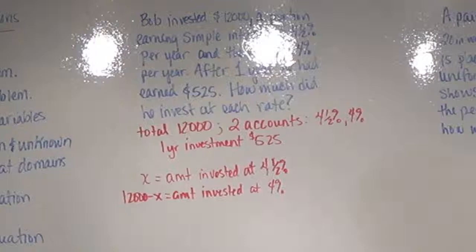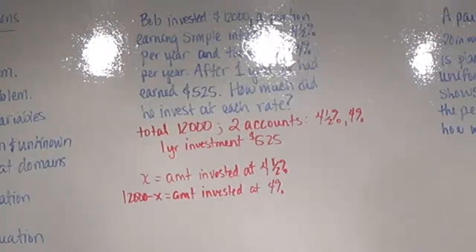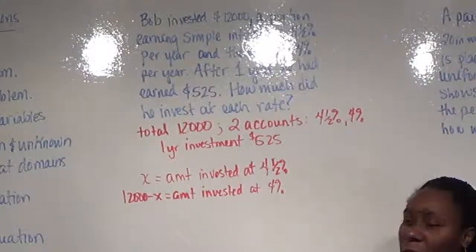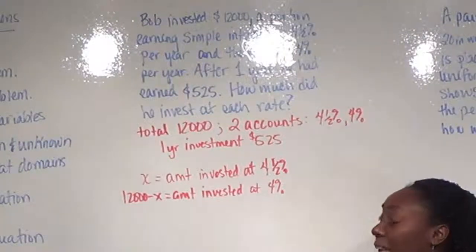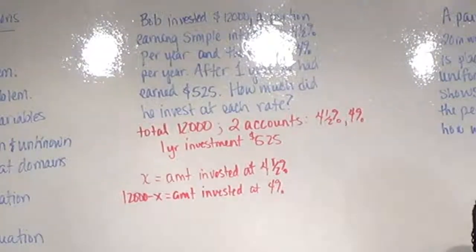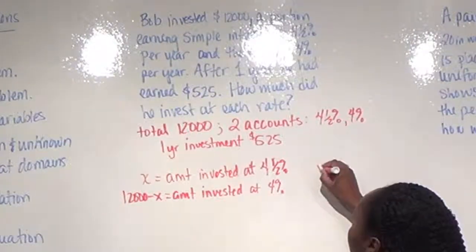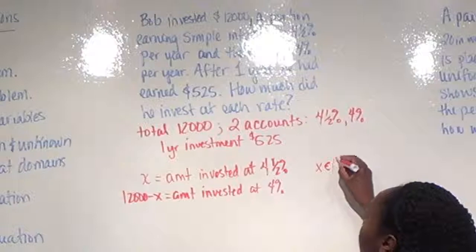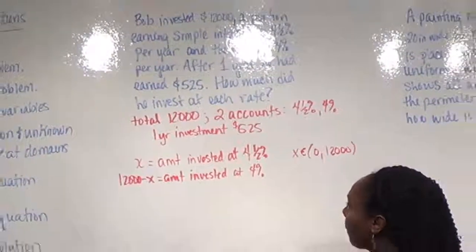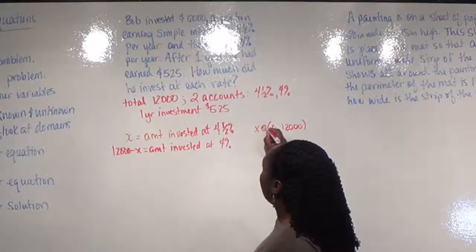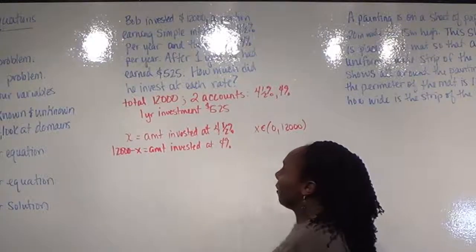So now that I know my variables, I want to also look at relationships and the domains for these. Again, X probably should not be something negative. I can't invest a negative amount of money. X probably can't be more than $12,000, because if I did, then I'm getting a negative amount for the other. So my X needs to be in the interval from 0 to 12,000. Okay? So if I get something outside of that, I know I'm not going to be getting correct values.